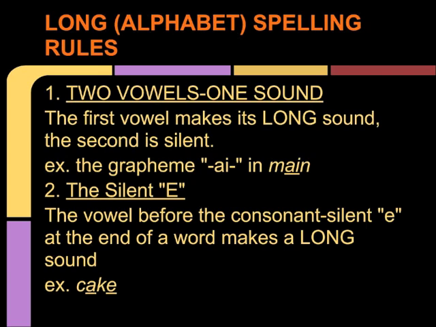Number 2. The silent E. The vowel before the consonant and silent E at the end of a word makes a long sound. For example, cake. The A makes its long sound. The E at the end is silent.